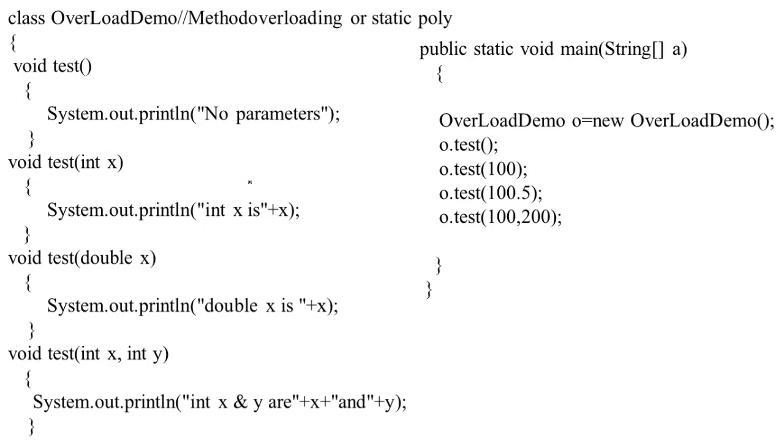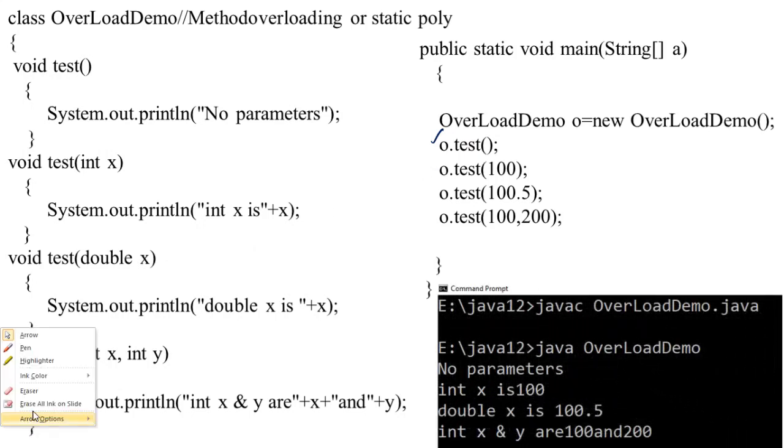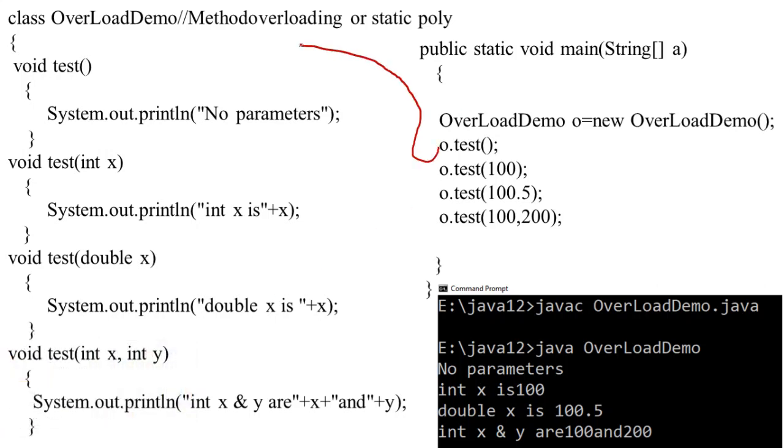How can I call a method? Object name dot method. Here my object name is O. O dot test means where will it go? I will show you the output first. Just see what happens for O dot test. Automatically, control will go here. What will it display? It will display no parameters. Just see in the output screen. You have no parameters here.